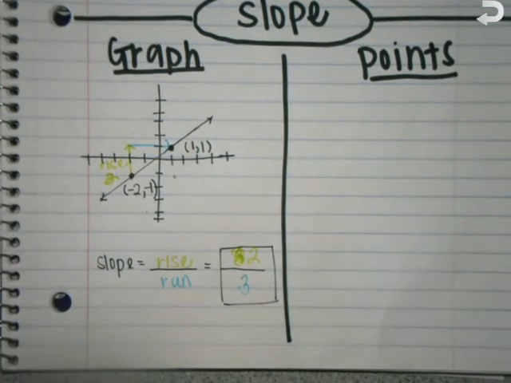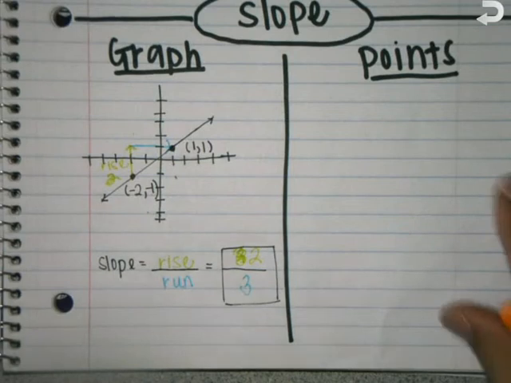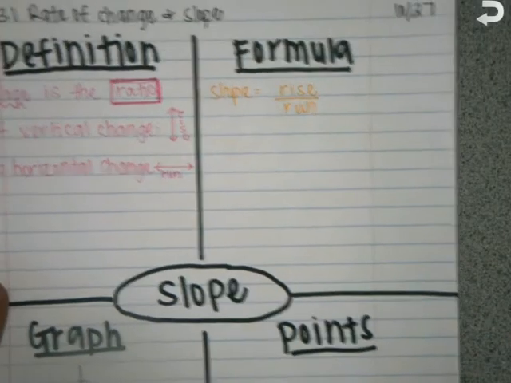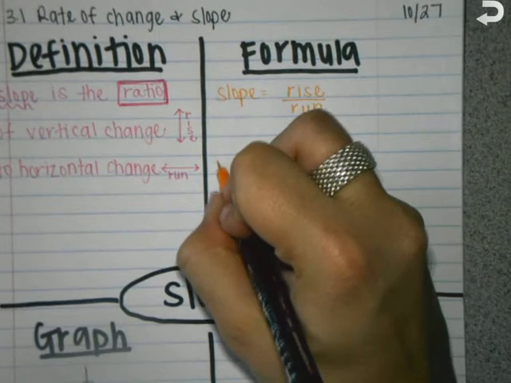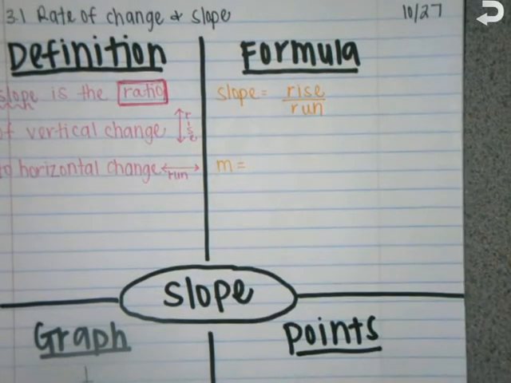So the other formula for slope. The variable that we use for slope is m. Please don't ask me why, it just is. So it's m. Probably because s is taken for speed. I don't know.